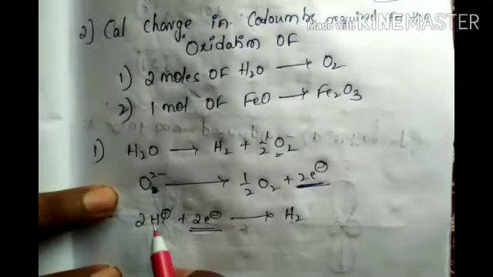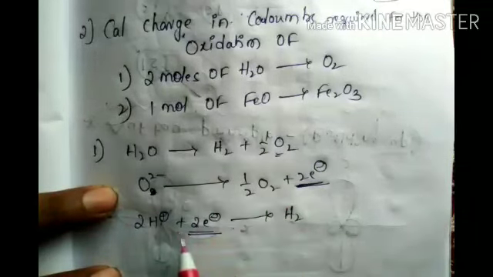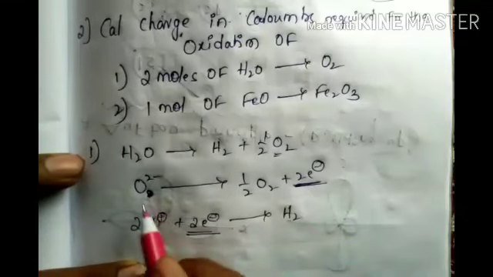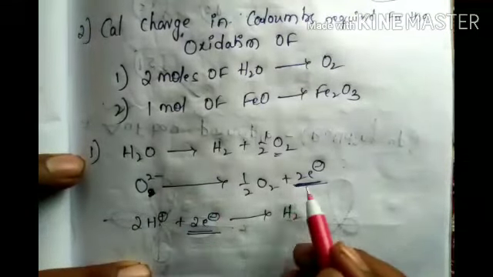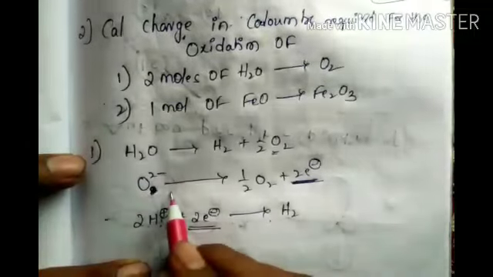Here, 2 electrons are gained, so where will they come from? If somebody is losing, only then it can gain, right? So O is losing. A single O is losing 2 electrons. Now 2 hydrogens are gaining the electrons. So here reduction, here oxidation.